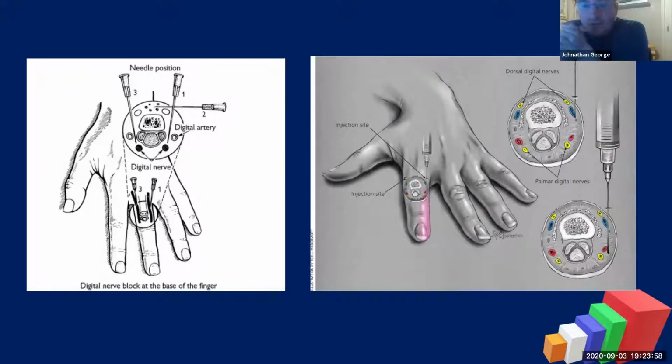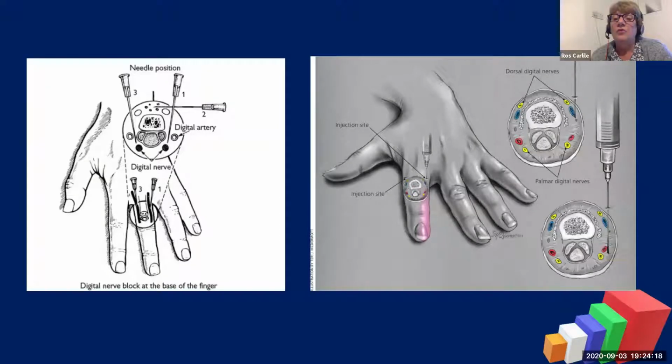There are other types of blocks as well that can be done around digits. So you can do metacarpal blocks further back, but I wouldn't expect that to be something from a triage nurse point of view. But for practitioners, they can do injections further back to give them more analgesic relief back here.